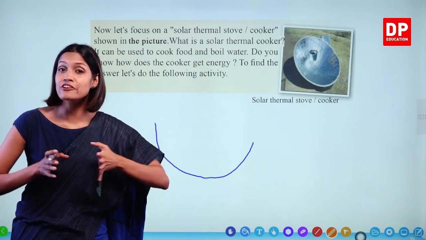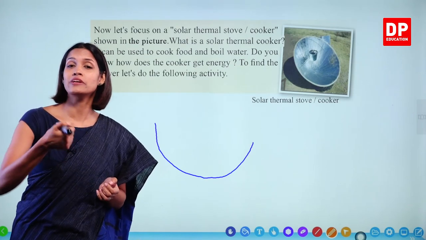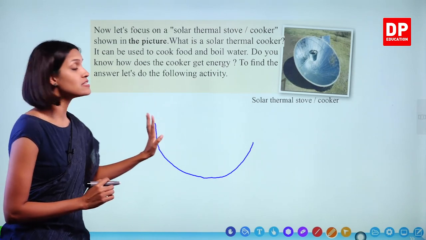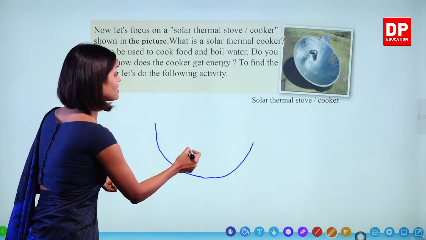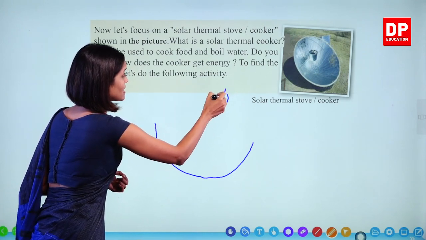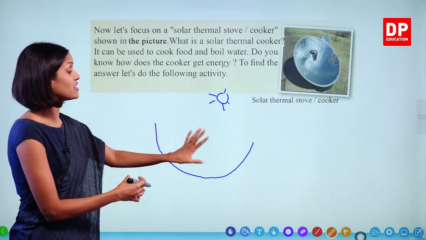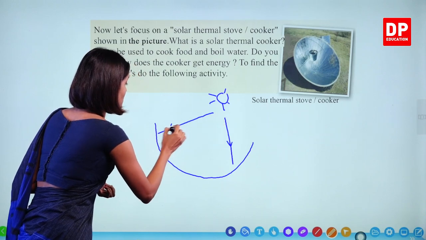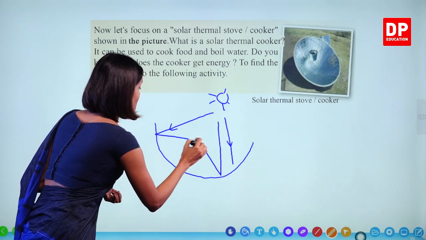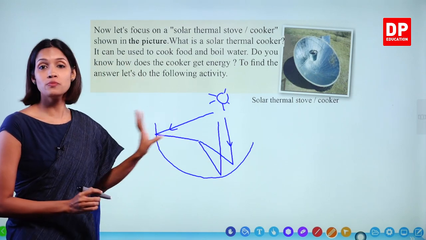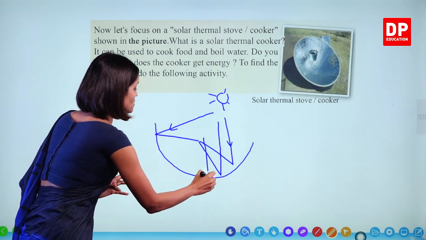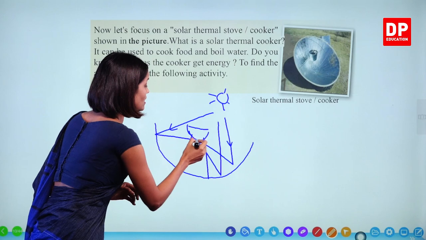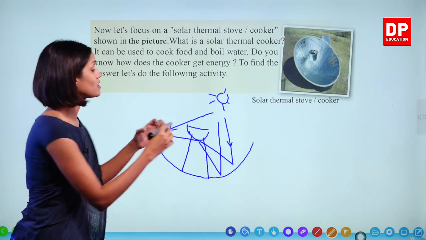You all know mirrors can reflect light. If you direct torchlight onto a mirror, what will happen? It will reflect the light. Okay, so in the same way, if you place this solar thermal cooker outside, what will happen? It can reflect sunlight. When sunlight falls onto this special cooker, because it has shiny mirror-like walls, what will happen? These light rays will get reflected. Okay, so they all will get reflected to one point. So you can make another structure so that you can place a pot or anything else that you want to heat in that particular place where all the sunlight comes to the same place.